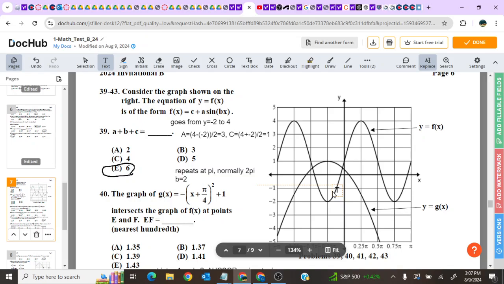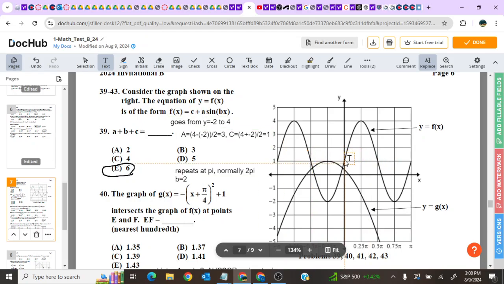So, one thing you should note is that it goes from -2 to 4, which means from bottom to top it's a height of 6, which means it's a distance of 3 from your center. In other words, your amplitude is 3 and your A value is 3. Then, like we said, the center happens at y equals 1. So your C value is just a constant 1.